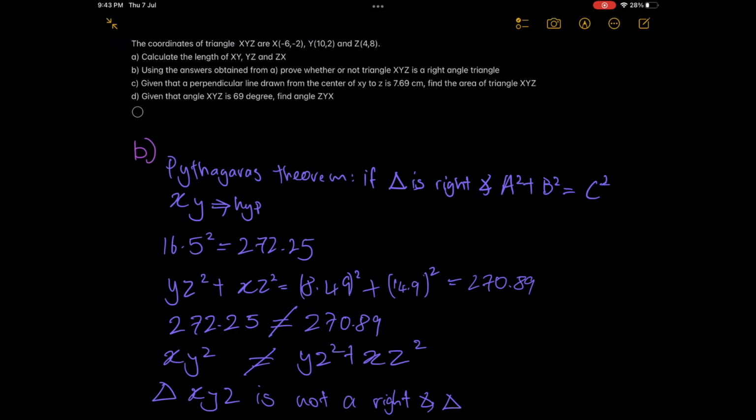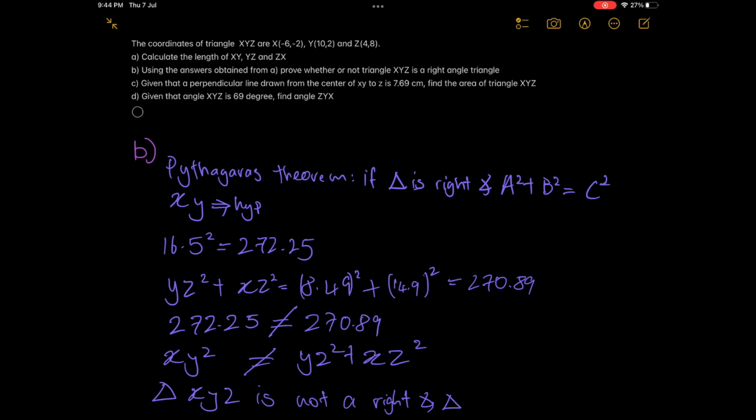Okay, so for question B, we have to find out whether the triangle XYZ is a right angle triangle or not. According to the Pythagoras theorem, if the triangle is a right angle, a squared plus b squared is supposed to be c squared. So c squared is the hypotenuse and a and b are the other two sides. In our case, the hypotenuse is XY. The value for XY, we have from part A, is 16.5. So we take the square of 16.5. That is 272.25.